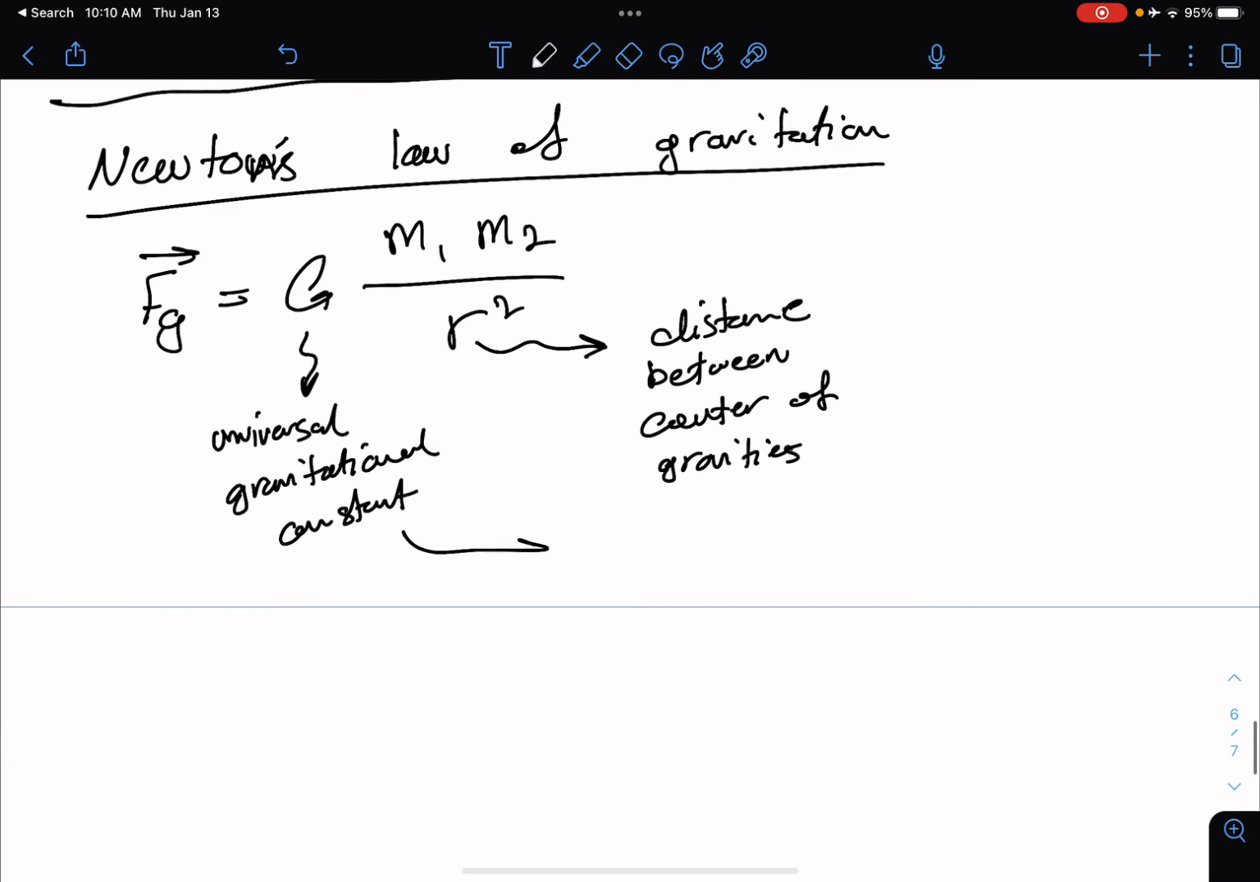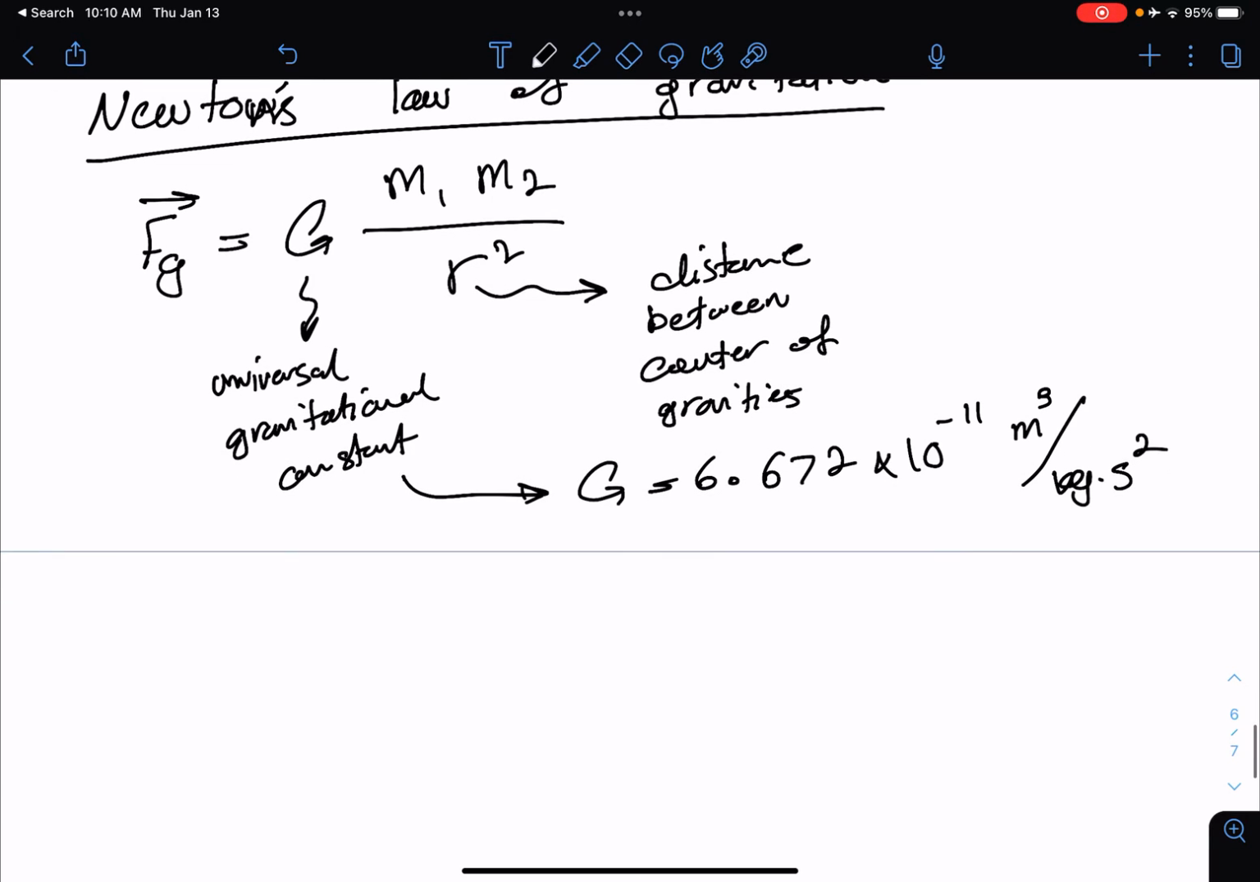Who can tell me what is the value of G, the universal gravitational constant? Who remembers this? Something times 10 to the negative 10. Exactly. It's 6.672 times 10 to the negative 11. You said 11, yeah. And its units are meters cubed per kilogram second squared.